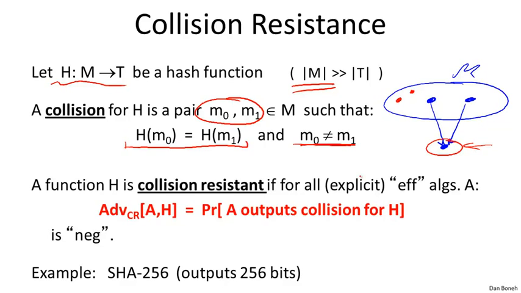So we say that the function is collision resistant if for all explicit efficient algorithms A, these algorithms are not able to print a collision for the function h. And as usual, we'll define the advantage as the probability that the algorithm A is able to output a collision. Now, I'm not going to formalize the term explicit here.